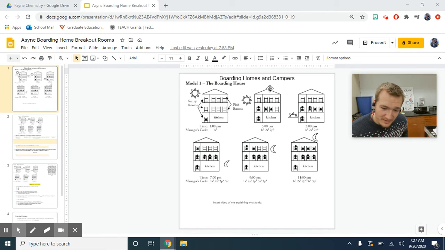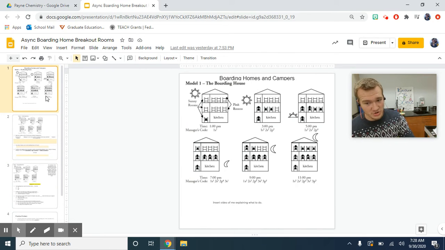If we look at this second picture at 3 p.m., the first floor still has a kitchen, and there are floors up here. But importantly, now there are two campers in this bunk bed, and that's the maximum: two campers in a bunk bed. Then it moves up the floors, and we see an increasing number of campers as the night goes on. We have our sunny rooms over here where the sun hits. On this first slide, there are no questions. It's just a model for you to look at if you need to refer to a bigger picture.